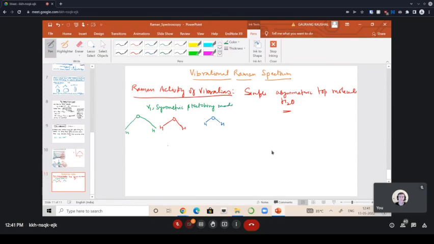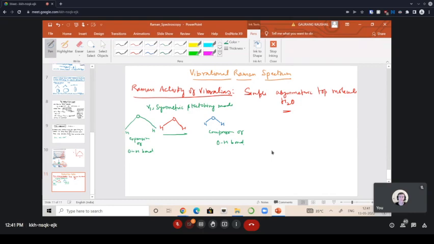So this was the original one. When you compress, this is the compression mode of the OH bond, and this is the expansion mode of the OH bond. On one side we are compressing this OH bond, and on the other side we are expanding this OH bond.